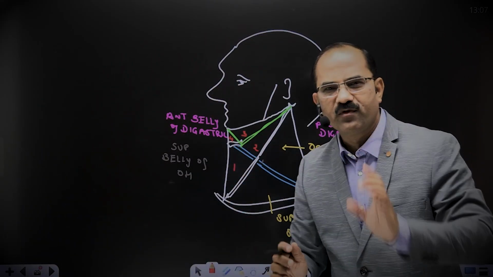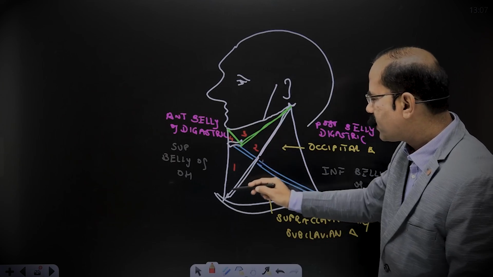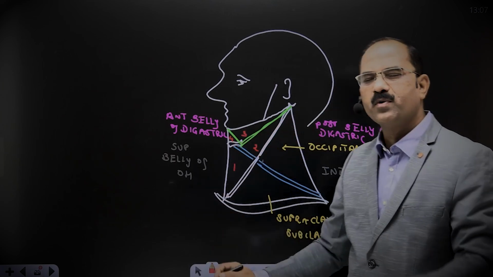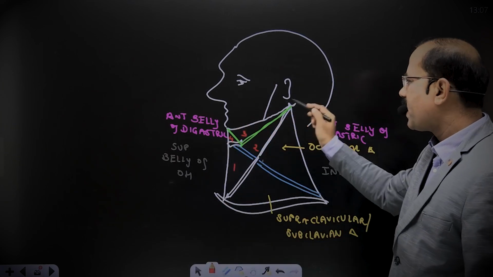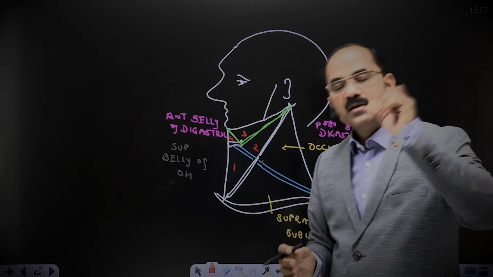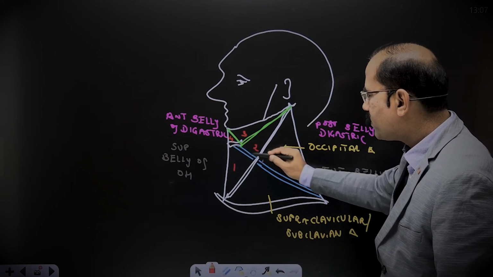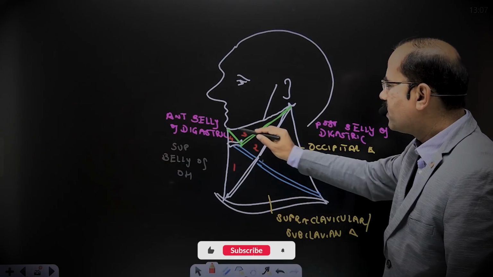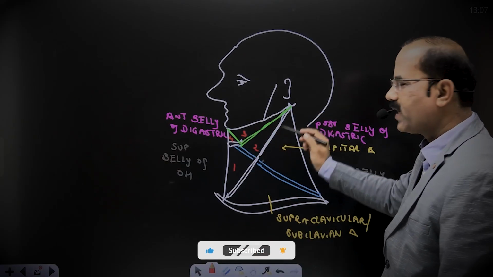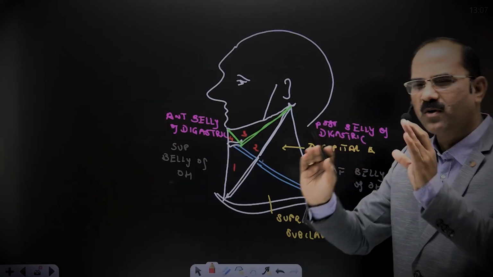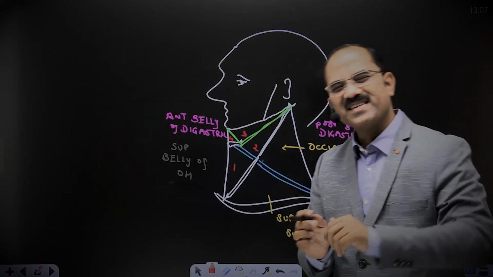What are the boundaries of the anterior triangle? The midline of the neck, that's the sternocleidomastoid, and that's the body of the mandible, and an imaginary line drawn from the angle to the mastoid process. Now, this anterior triangle is further divided by the superior belly of omohyoid and the anterior and posterior belly of digastric into many small triangles. Right, let us understand this.